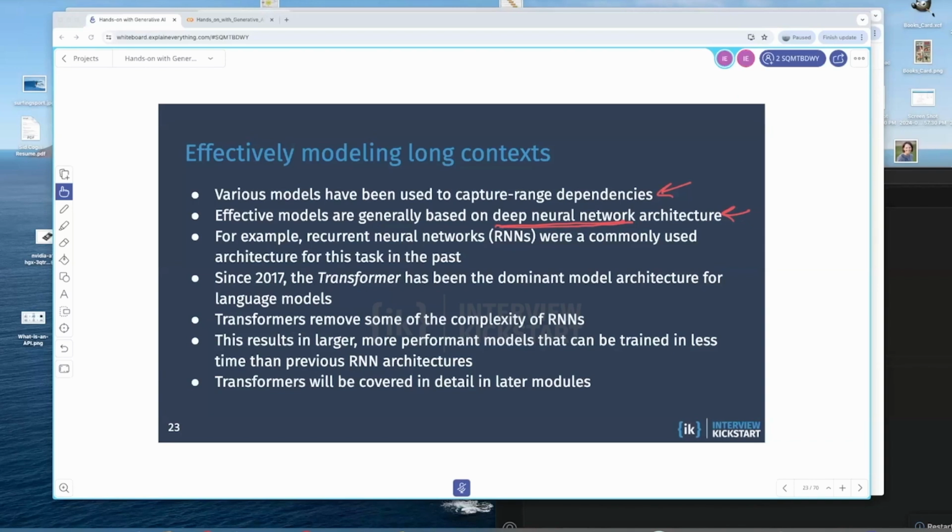And so up until several years ago, the dominant neural network architecture, and again, there will be an entire class of this course devoted to neural networks that will get into a lot more detail on what these different architectures are.